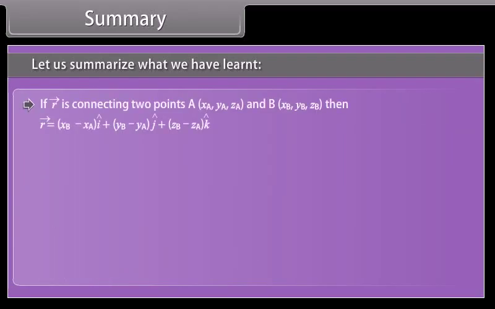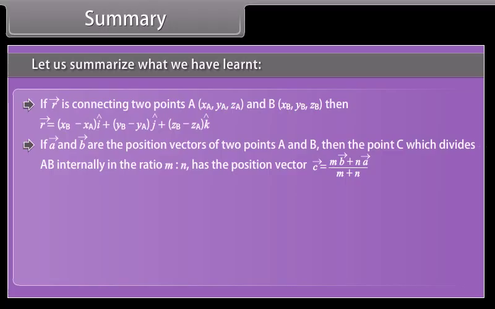If vector r is connecting 2 points A (xA, yA, zA) and B (xB, yB, zB), then vector r is equal to (xB minus xA) î plus (yB minus yA) ĵ plus (zB minus zA) k̂. If vector A and vector B are the position vectors of 2 points A and B, then the point C, which divides AB internally in the ratio m:n, has the position vector: vector C equals (m times vector B plus n times vector A) by (m plus n).